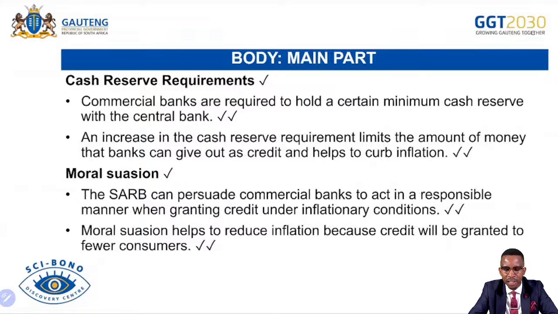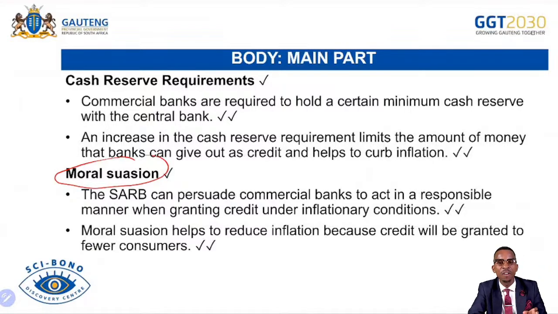An increase in the cash reserve requirement limits the amount of money that banks can give out as credit and helps to curb inflation. And then we talk about moral suasion, or moral persuasion, or credit control. In this case, we talk about the manner in which the Reserve Bank instructs commercial banks to behave based on the inflation rate and also based on the prevailing economic condition.